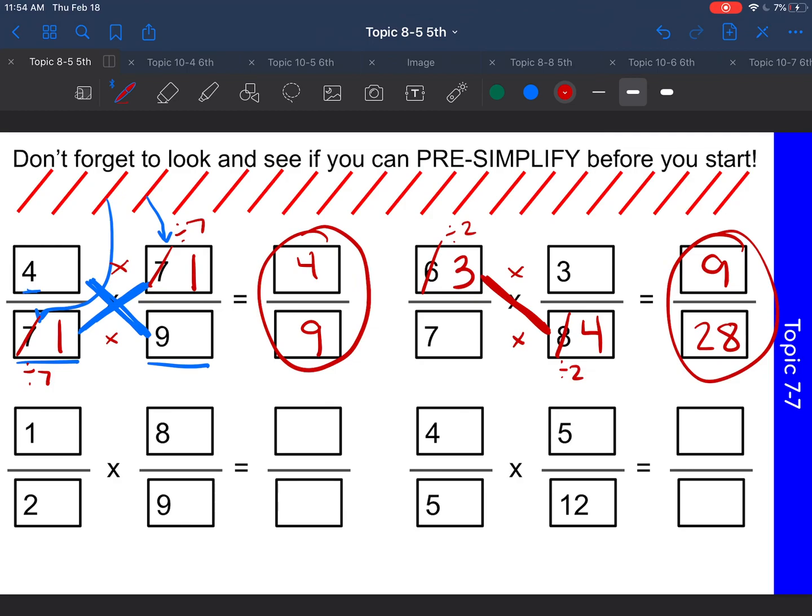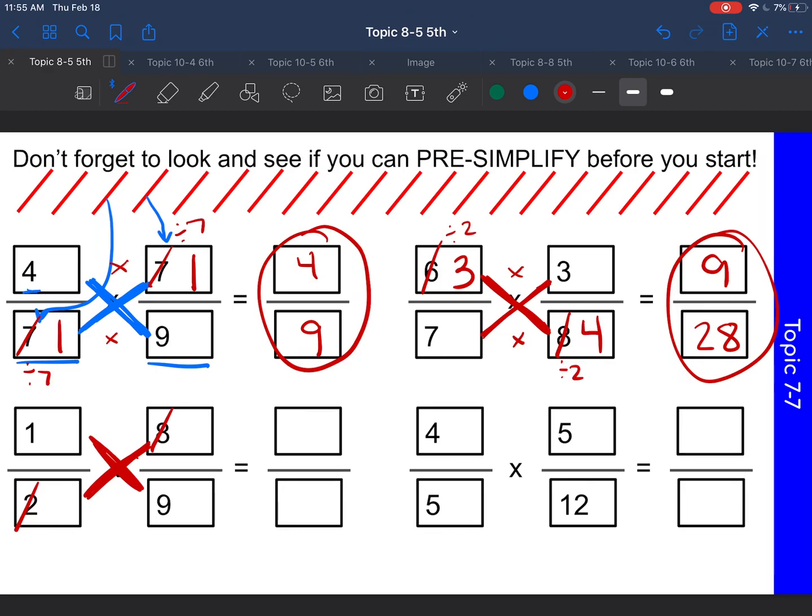Okay, let's look at this next one. Okay, and let me just skip back to this one really quick. I didn't even look at 7 or 3, but they do not have any common factors, so we can't do anything with that. Okay, this next one, half times 1 8/9. If we look at the 1 and the 9, okay, again, 1 and 9 cannot be divided by anything except for 1, which doesn't change it. So if we look this way, 2 and 8, do they have any common factors? Can they both be divided by anything? Yes, they can both be divided by 2 because they're both even.